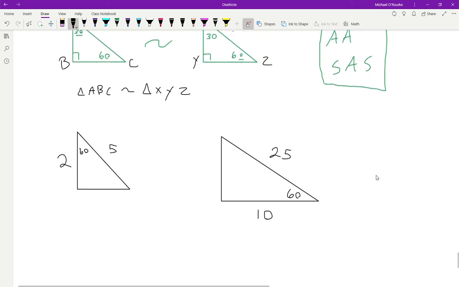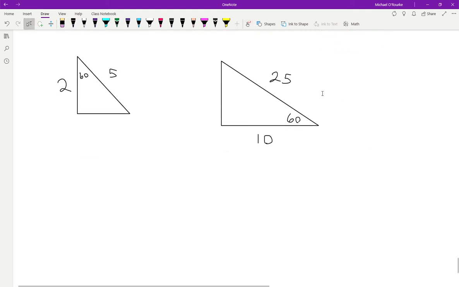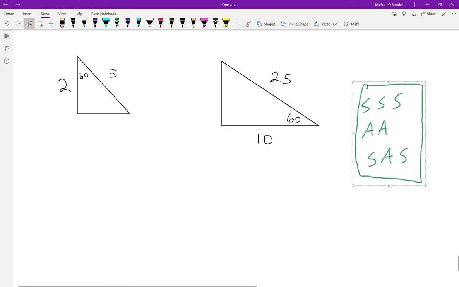First things first. Is our triangle similar? Yes or no? So I got one yeah from Emma.